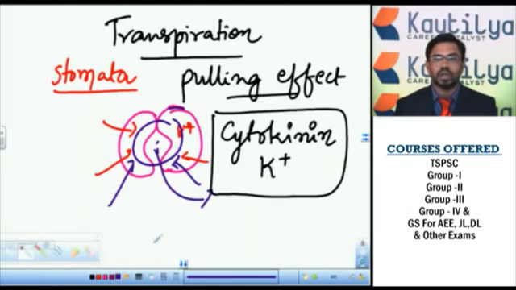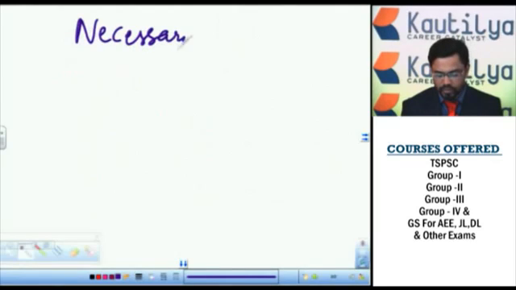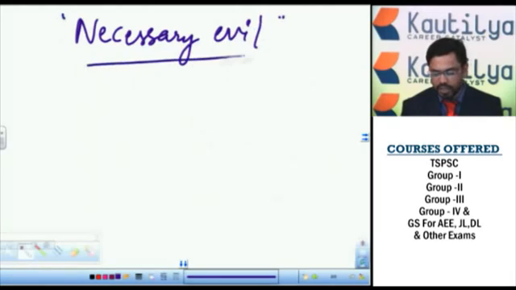So this excess loss of water in the form of water vapor is called transpiration. This transpiration is considered a necessary evil for plants because it creates a transpiration pull. Thereby, the xylem sap, water and other nutrients move upwards.